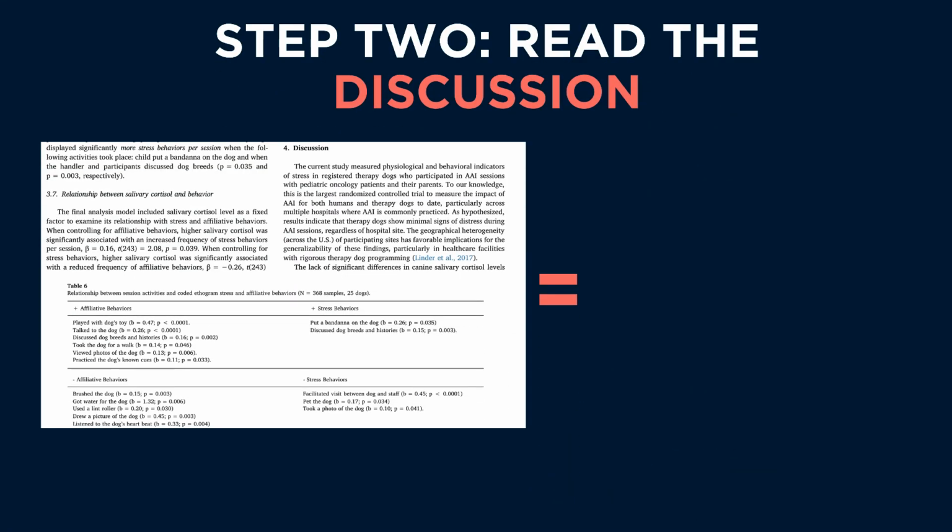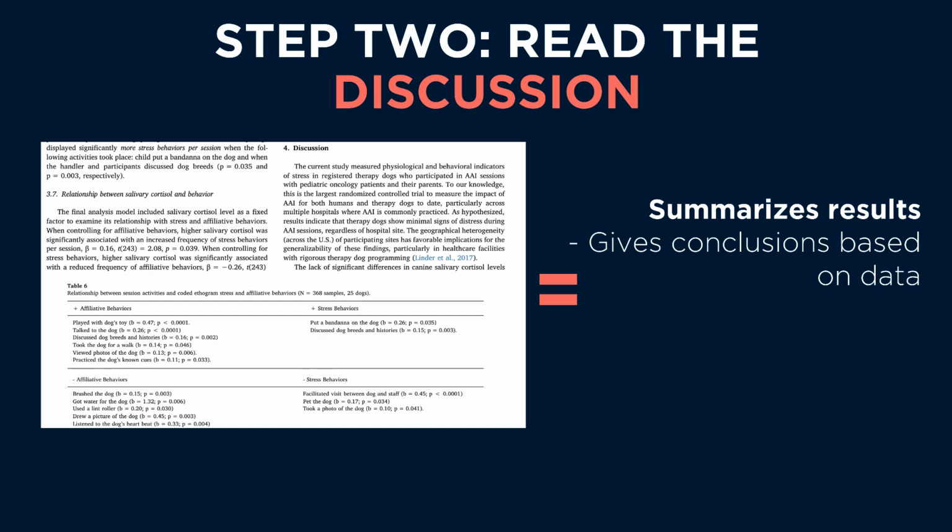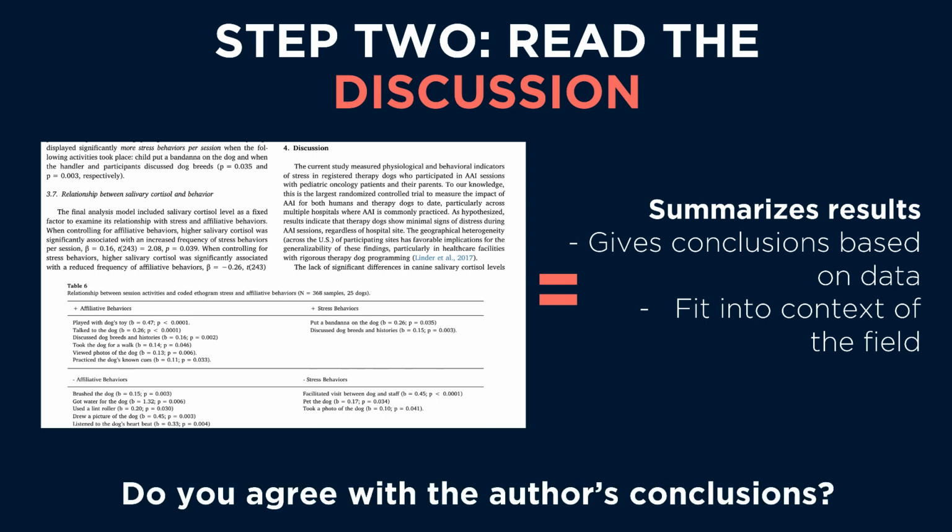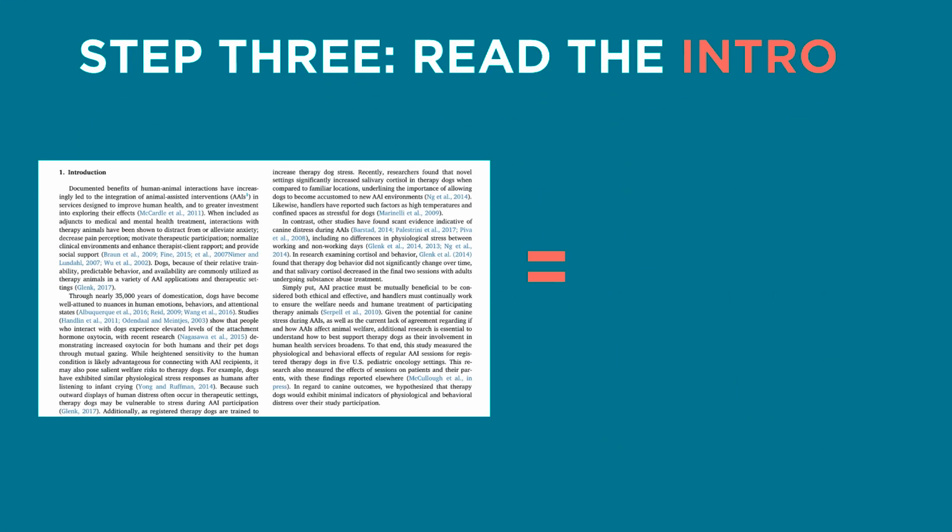Your second step is to read the discussion section. This section summarizes important results and formulates conclusions based on the data. They also mention how the results fit into the larger context of the field. Here you want to note if you agree with their conclusions, are there alternate conclusions, or are there weaknesses in their study?